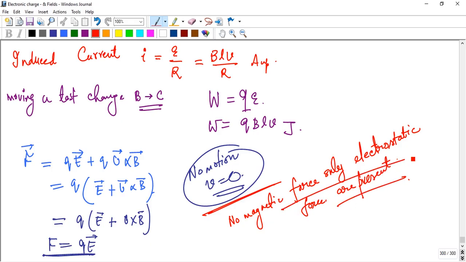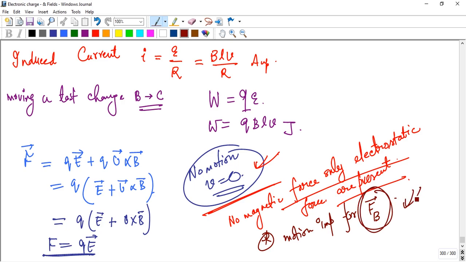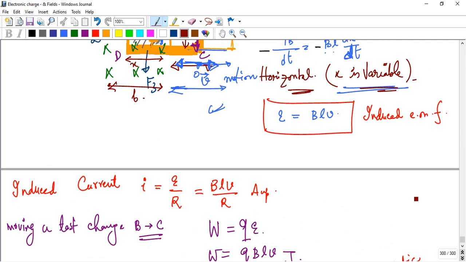So obviously, motion is very important for magnetic force, FB. Okay, very important. For magnetic force, motion is very important. Clear? That's the motional electromotive force.